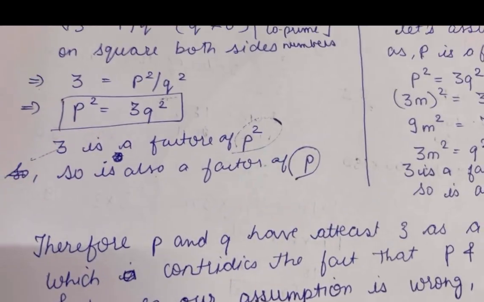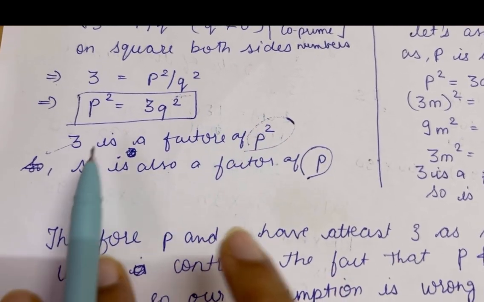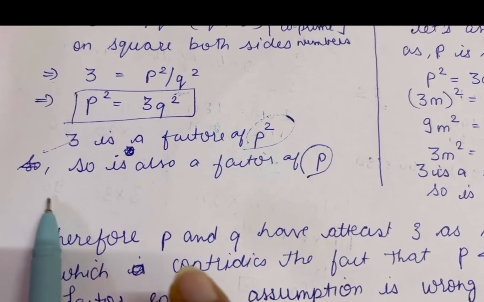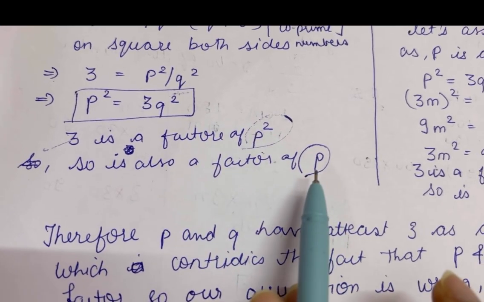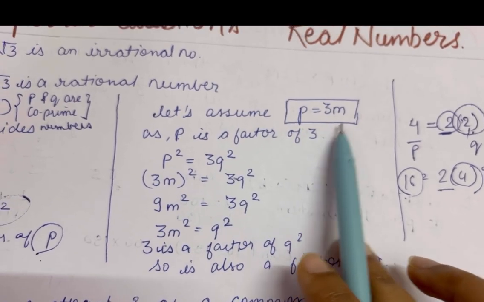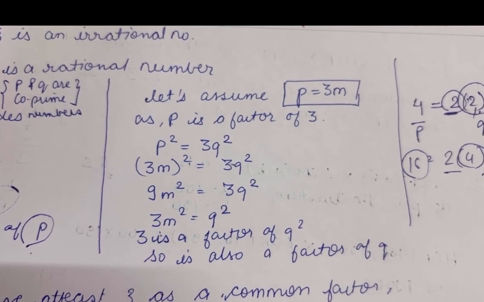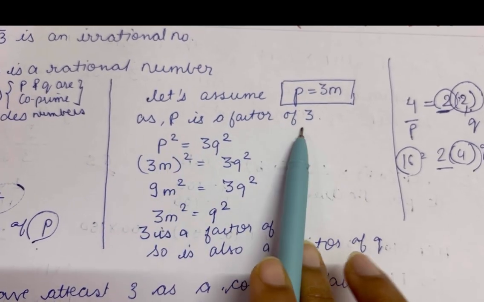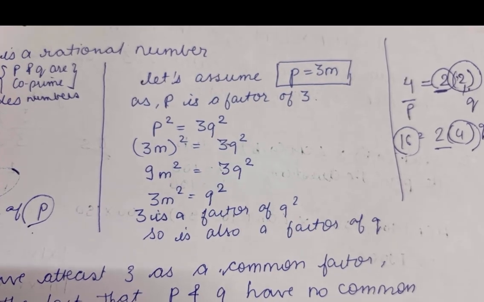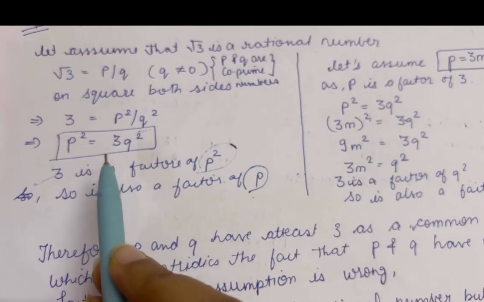So from this explanation, I assume that 3 is a factor of p square. So we could also say that it is also a factor of p. Now as it is a factor of p, I assume p is equal to 3m. m could be any natural number from 1 to infinity. So p is a factor of 3. As p is a factor of 3, we have already proved it. Now again, we took this equation, let's name it as equation 1.